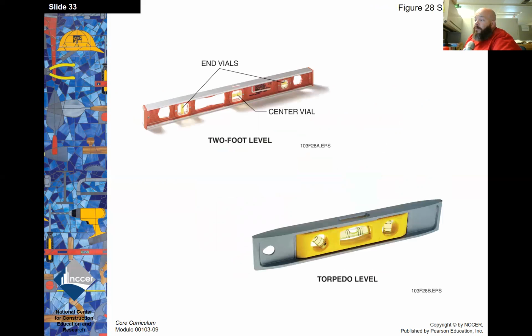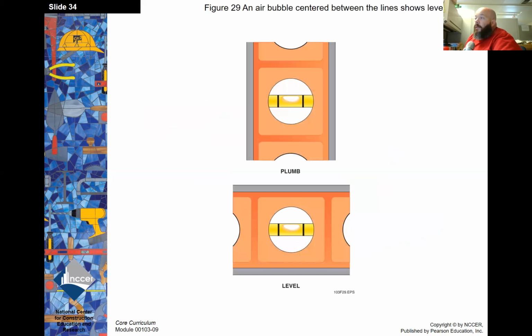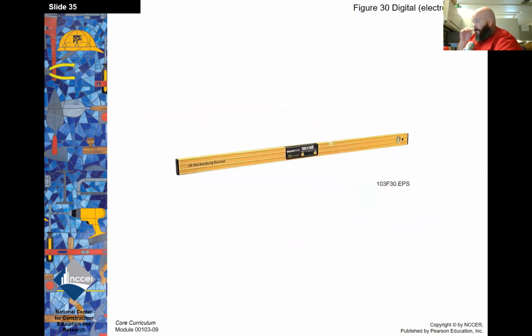Okay, looking at levels, 2-foot levels and torpedo levels. We have examples of these in the shop. We'll show you. Torpedo levels are quite handy when setting metal pipes. They usually have a magnetic strip along one end. Okay, when using a level, the air bubble should be between the 2 lines on the tube and the level. This tells you when it's level, and level would mean horizontal. If it's vertically straight up and down, then we refer to that as being plumb.